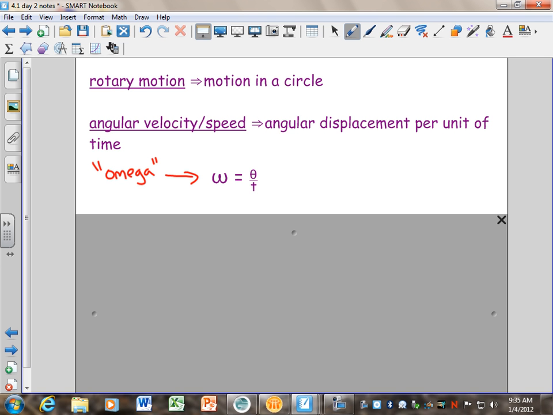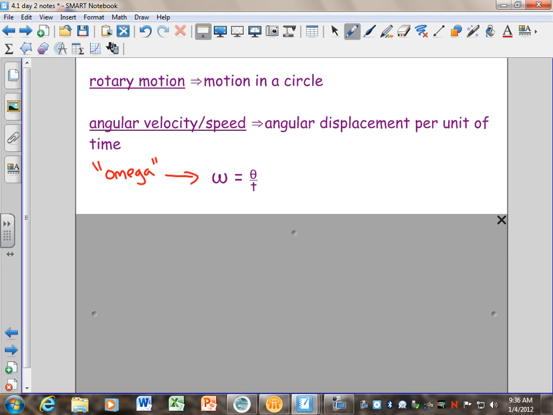We should have like a Greek alphabet quiz. Just kidding. So there's lowercase and uppercase Greek letters. They always use omega for angular velocity and speed. It's kind of just like a W. It's okay. I'm not going to test you about omega.